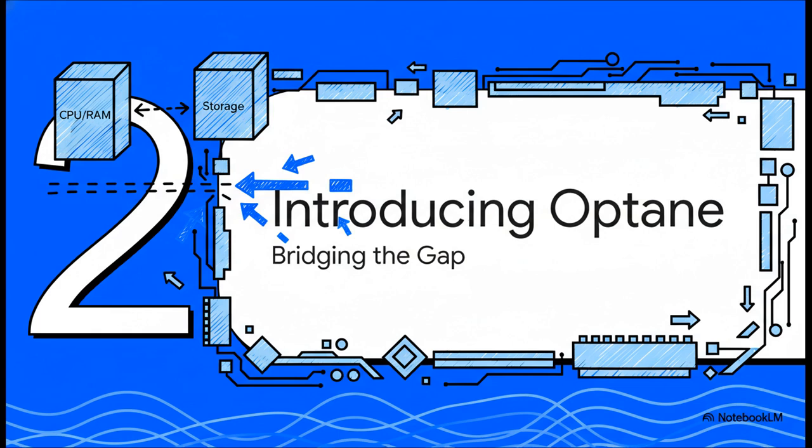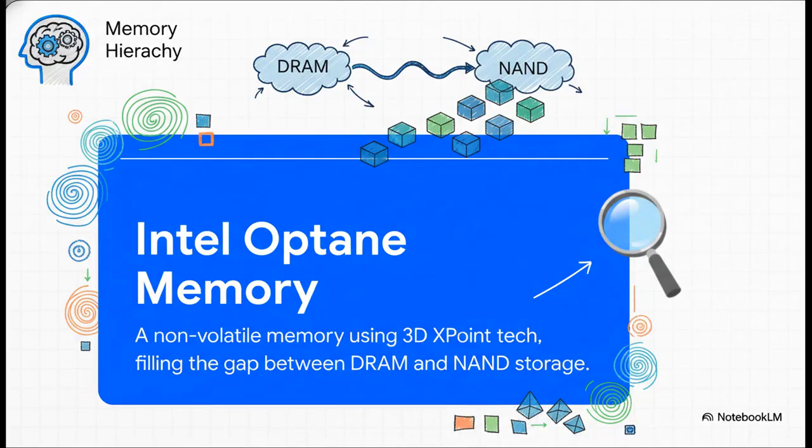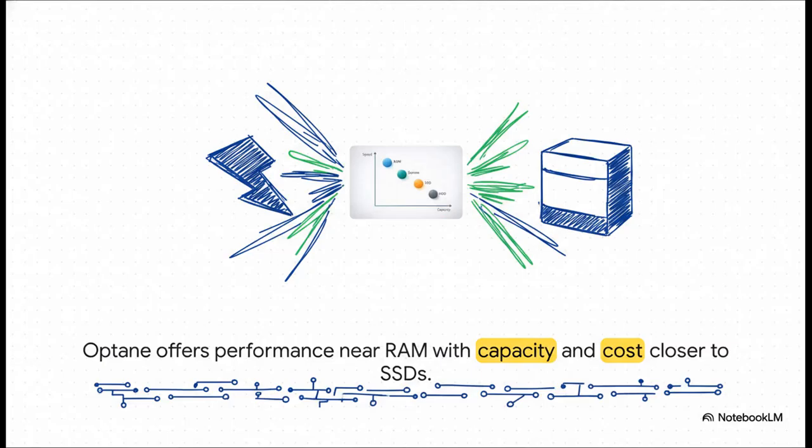The answer Intel proposed was a new technology called Optane, which is based on an entirely new type of memory media. By definition, Intel Optane memory is a class of non-volatile memory. It's built on a technology called 3D XPoint, and its entire purpose, its reason for existing, is to fill that performance gap we just identified between DRAM and NAND flash. It is, in effect, a new tier in the memory hierarchy. This graph illustrates its intended position quite well. You can see it's engineered to occupy the space between DRAM and SSDs. The goal was to offer performance characteristics much closer to RAM, but with the capacity and cost profile leaning closer to an SSD. It's a hybrid approach.